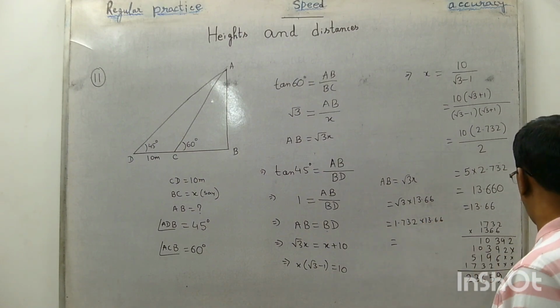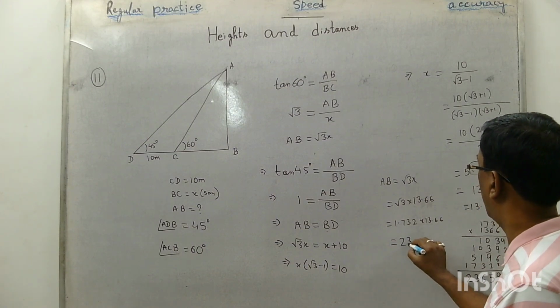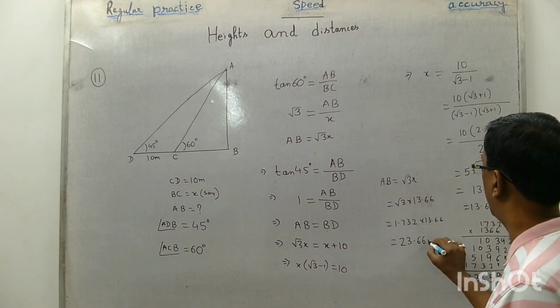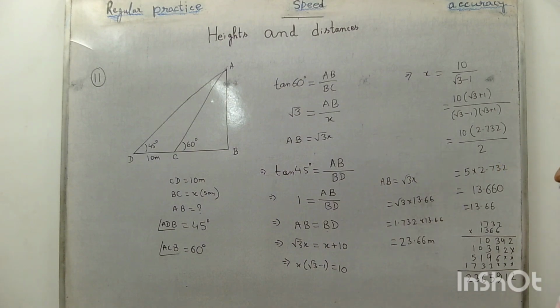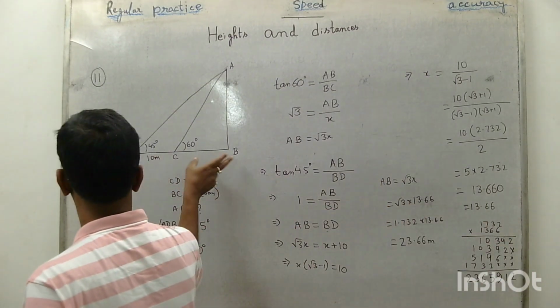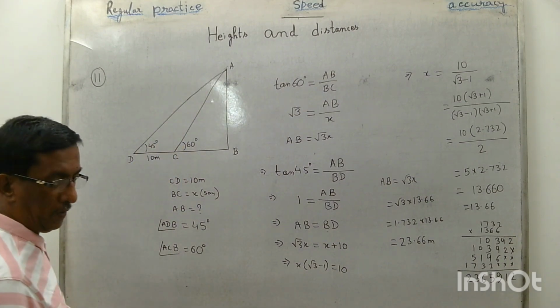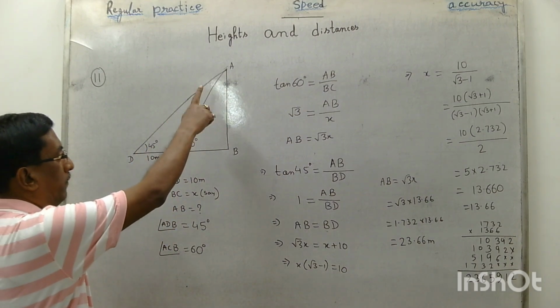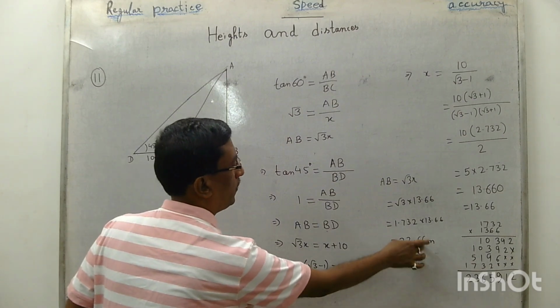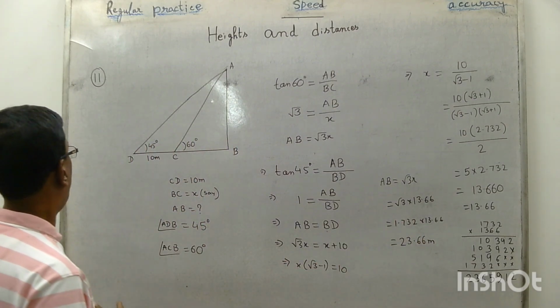It comes to 23.66. Now this is the height of the tower. Now BC and BD are the shadows. These are two shadows of the tower. But the question is, what is the height of the tower AB? So AB is 23.66 meters. Clear? Now we will go to problem number 12.